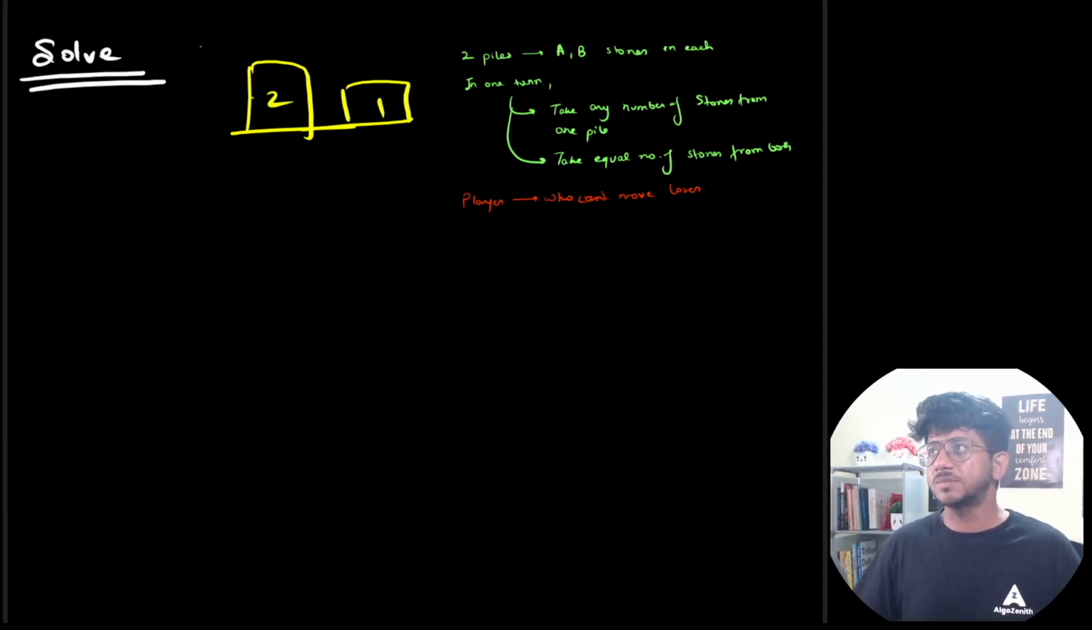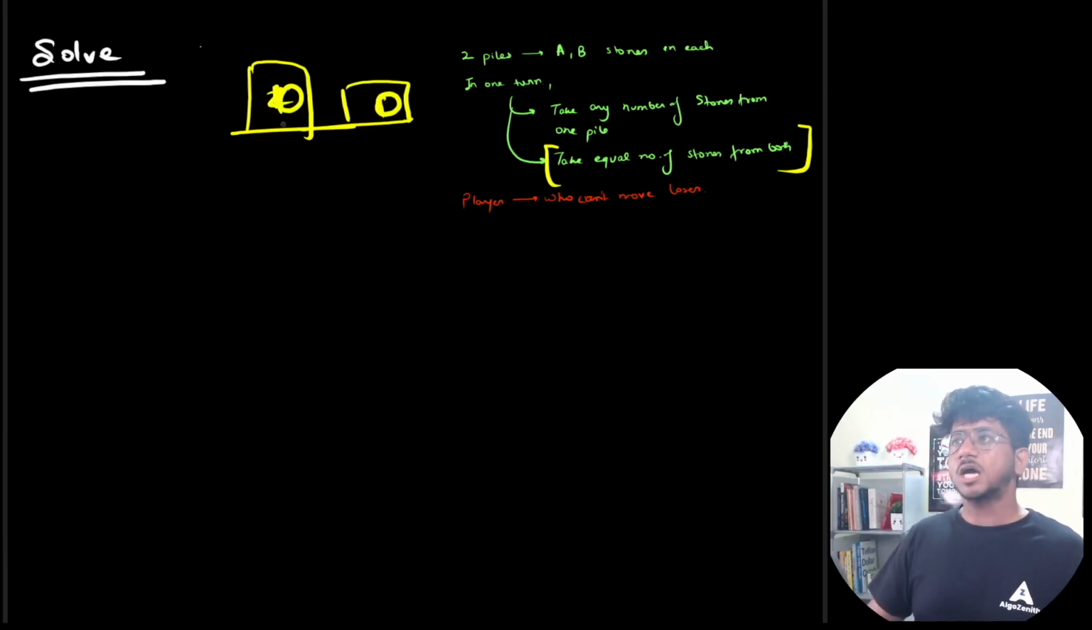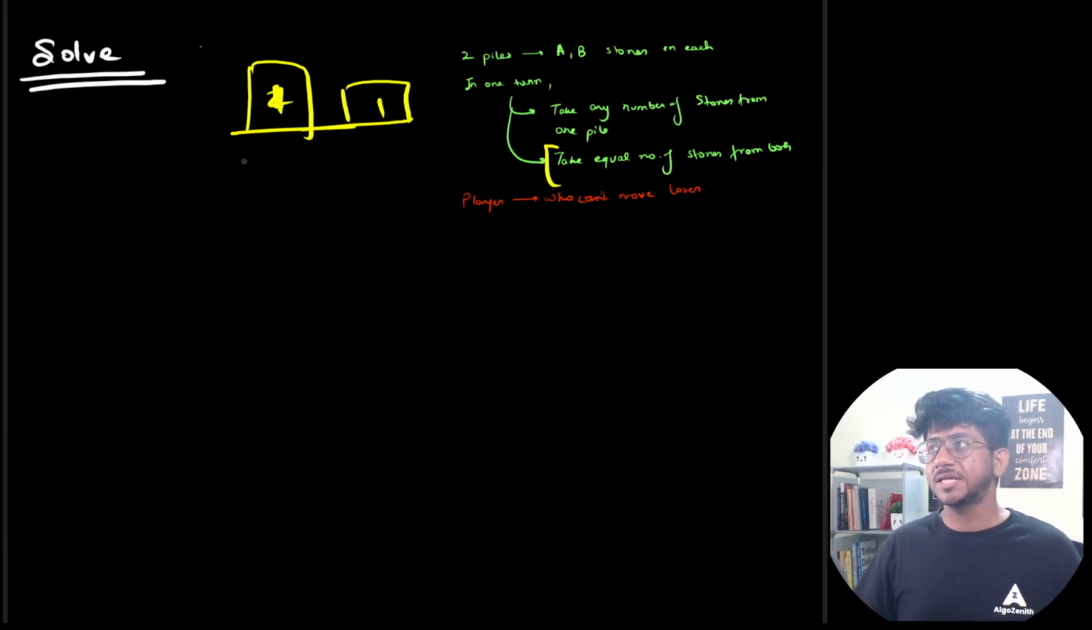If the first player takes one from this, you will be left with 1-1. The second player can take an equal number of stones from both, so it converts to 0-0, and then the first player will lose. So this is how the transitions would work, and it turns out that we can try and model this as a DP problem.